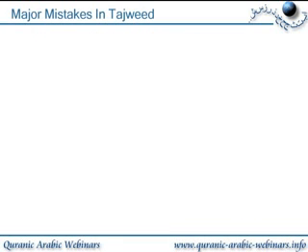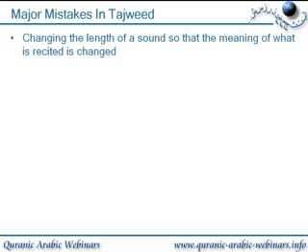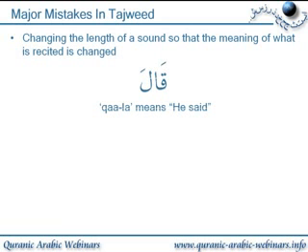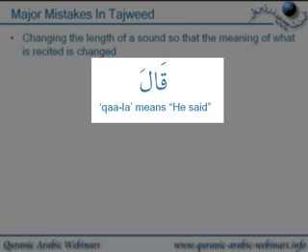So now we'll look at the importance of getting the lengths correct. Changing the length of a sound so that the meaning of what is recited is changed. So what we're going to explain here is that pronouncing the sounds incorrectly, i.e. in their length, can change the grammatical meaning of what you're reading. So here we have a word in Arabic which is qaala. So we have the fathah-alif taking place, the long vowel, which is qaa, which is two long, and then the la, which is one long.